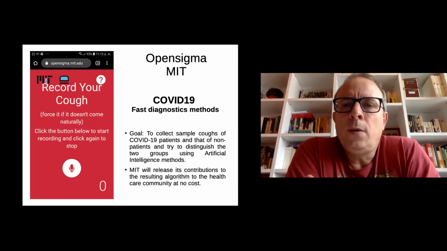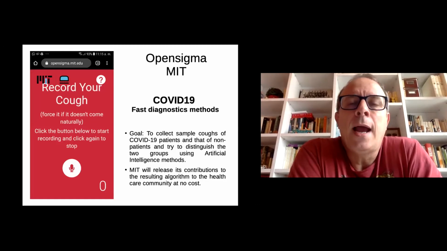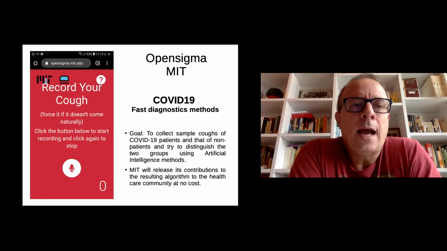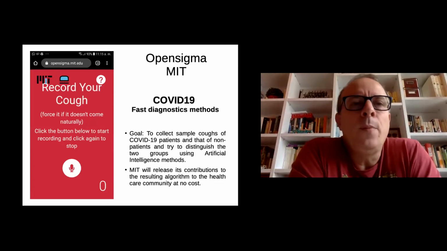So obviously, one of the main social requirements now is that we need fast methods to diagnose if someone has been infected by COVID or not. And I thought of this initiative from the Massachusetts Institute of Technology. It's called Open Sigma.